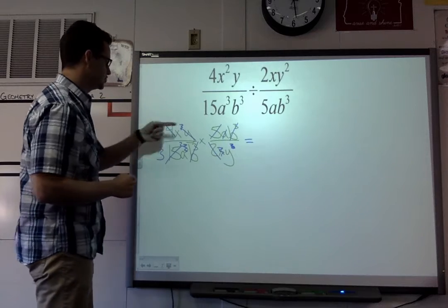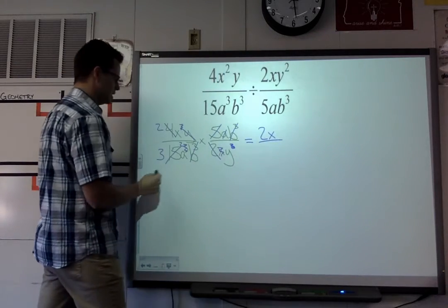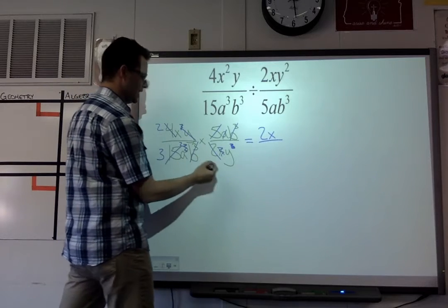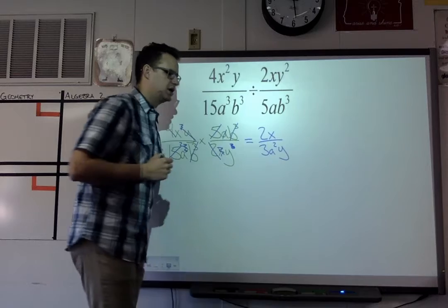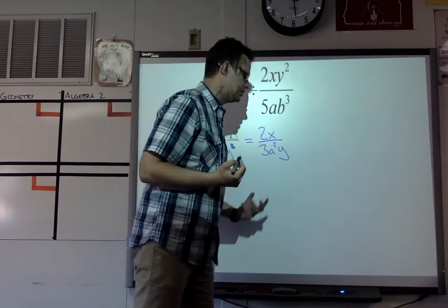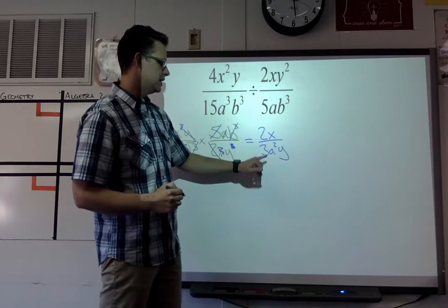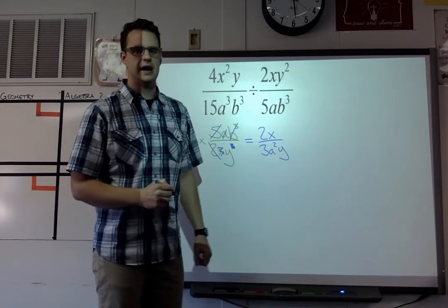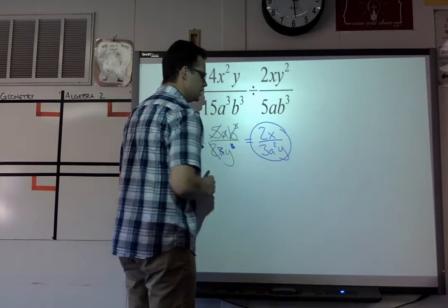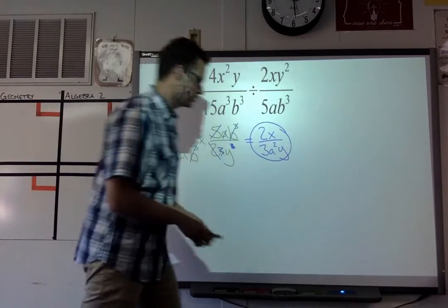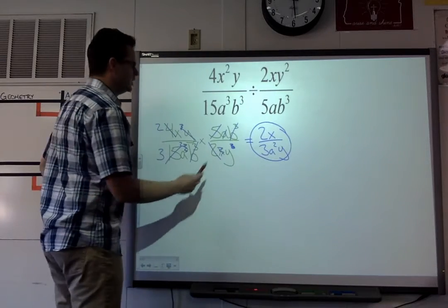We multiply straight across, we're left with 2x in our numerator. We're left with 3a squared y in our denominator. And then just to be able to check to make sure you did it all correctly, just look at this and make sure there's nothing that you can take out of both the numerator and the denominator in the end. Now I'll quickly walk through the longer way of doing this one.